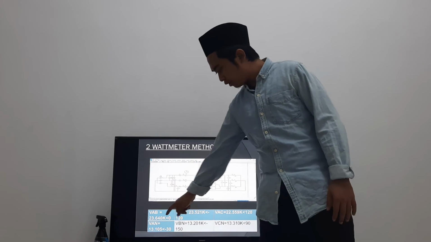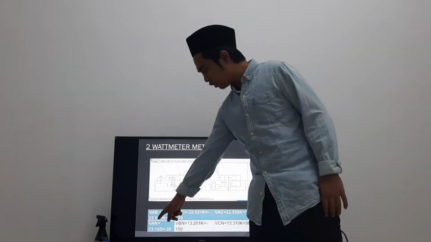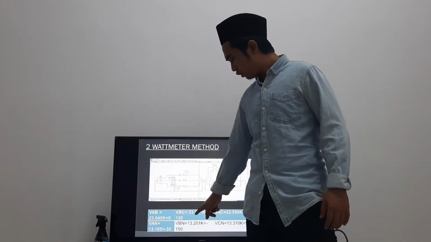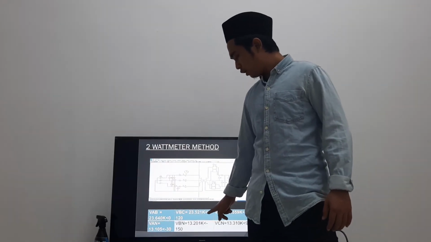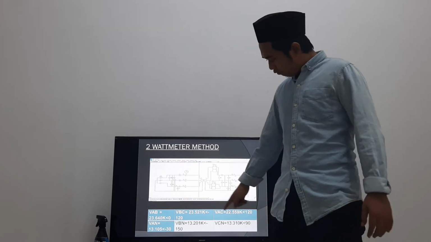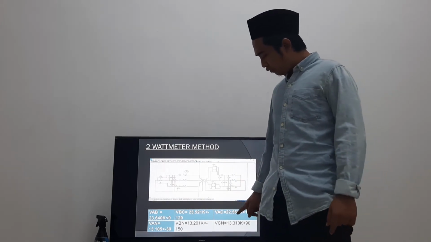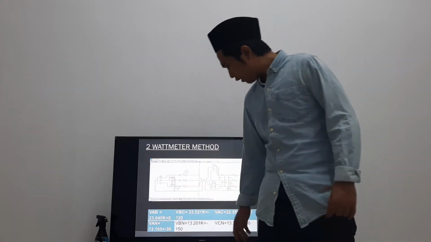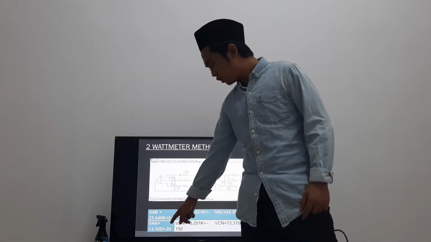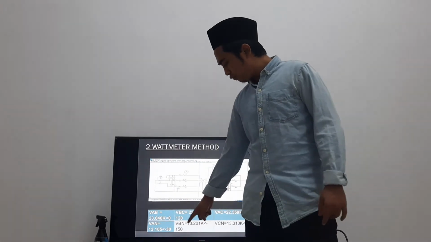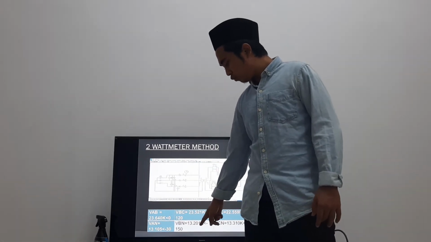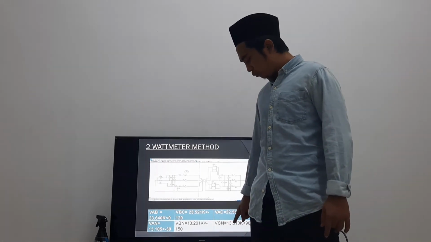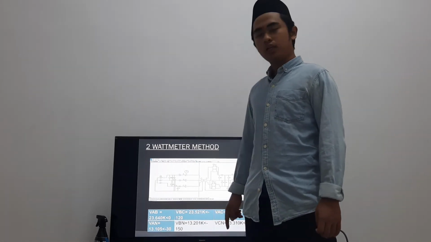Okay, this is the reading. VAB equals 23.64 K. VBC equals 23.521 K angle negative 120. VAC equals 22.559 K angle 120. VAN equals 13.105 K angle negative 30. VBN equals 13.21 K angle negative 150. VCN equals 13.31 K angle 90.